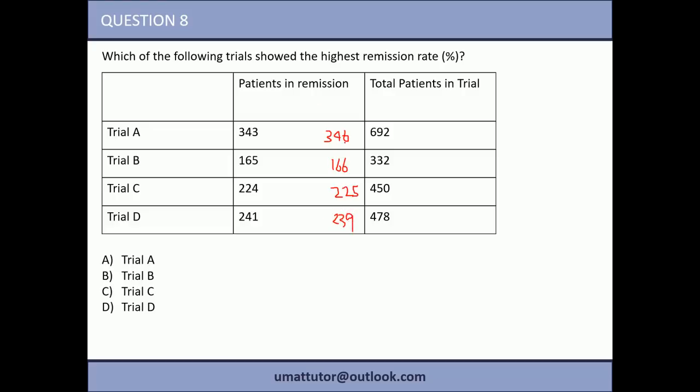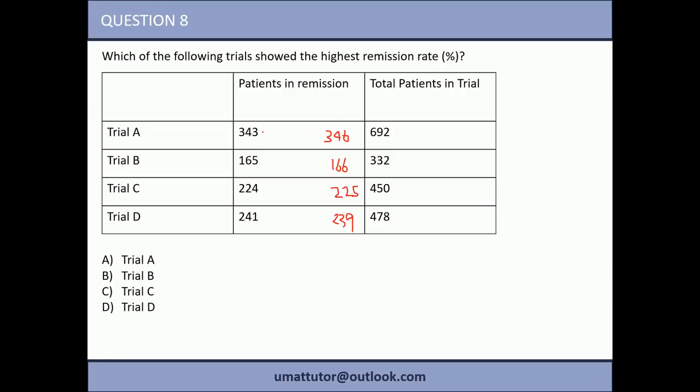So the red numbers here show the number of patients that would need to be in remission to achieve a 50% remission rate, given the total number of patients in each trial. So this is showing 50% remission rate. Now all we have to do is compare that number to the actual number here on the left and see whether the actual number is a bit above or a bit below that 50% mark.